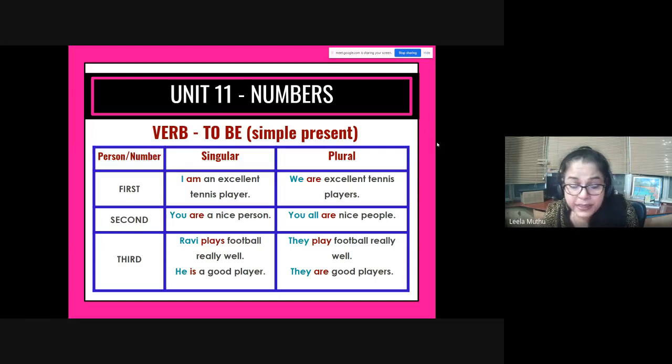Ravi plays football. He plays football. Ravi and somebody play football when it becomes plural. Or they play football. He is a good player. They are good players. You understand? So is is a singular verb. Are is a plural verb.